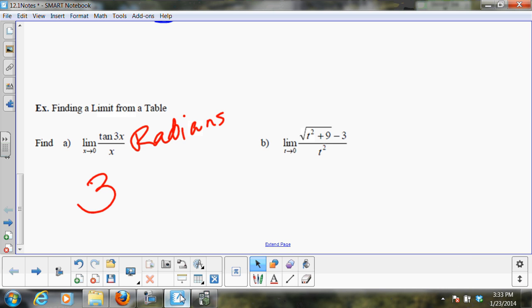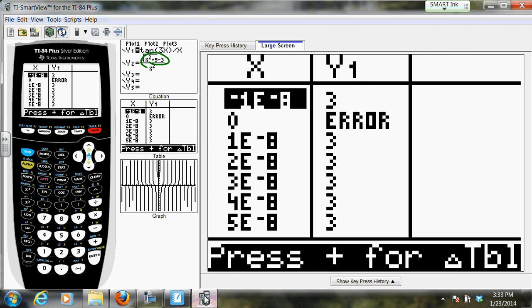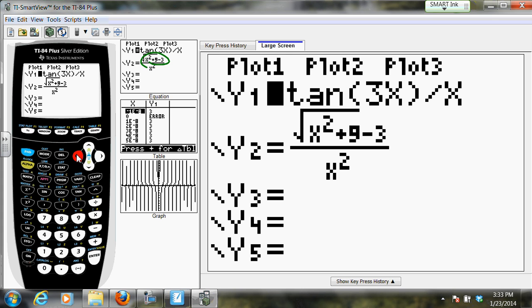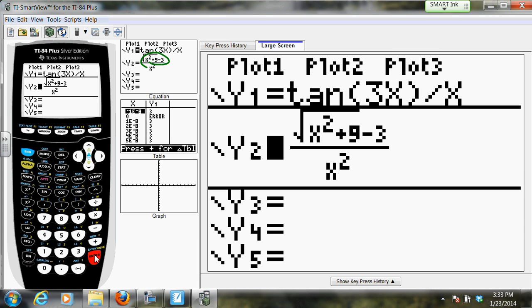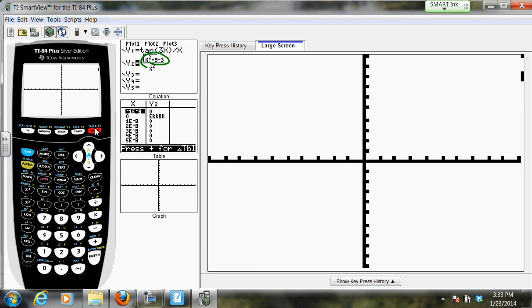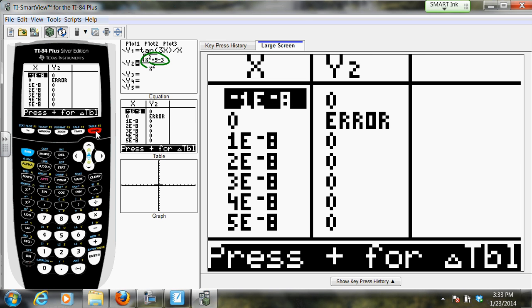Okay, so I'm going to go back to my graphing calculator. I'm going to turn this one off and turn Y2 on. And we go to our graph. You can look at it. I don't know if you can see it. Not really. Okay. Let's go to our table. Well, above the 0, below the 0, both 0. Well, it doesn't help.